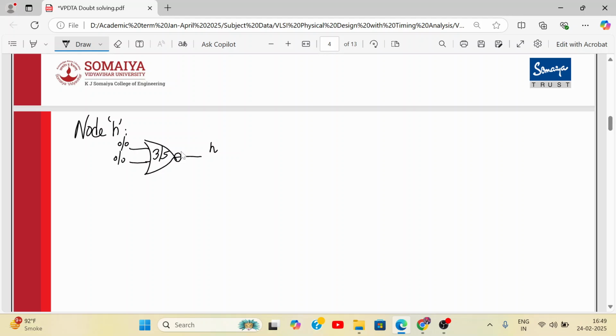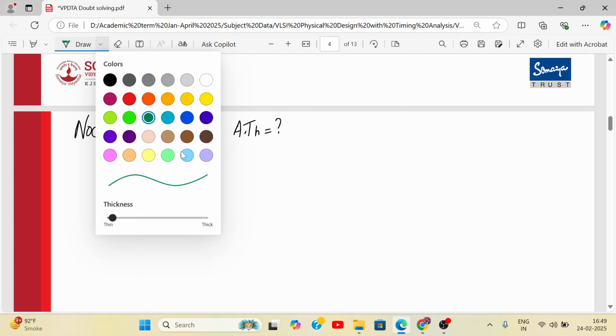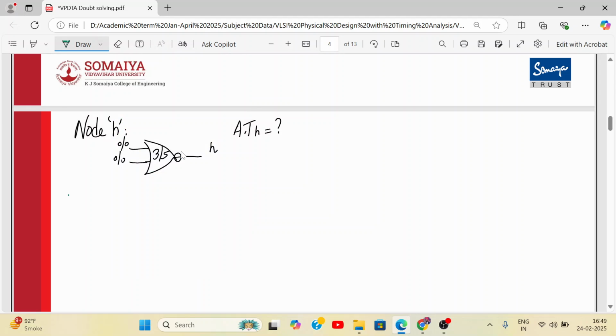Alright, so let us calculate the arrival time at node H. For that, let us write down the input fall arrival time is 0 and input rise arrival time is also 0. Since it's an inverting gate, the rise delay will be 3 and the fall delay will be 5. This is the rise delay and this is the fall delay.